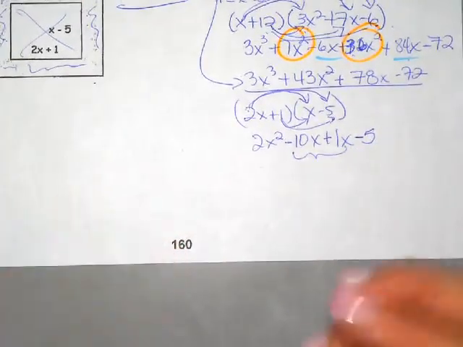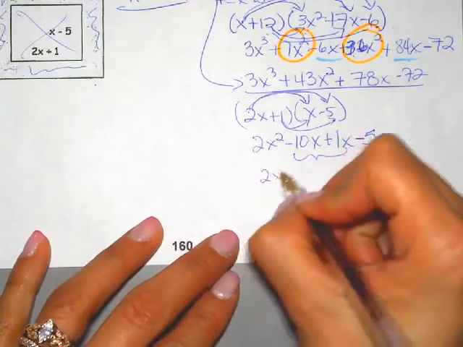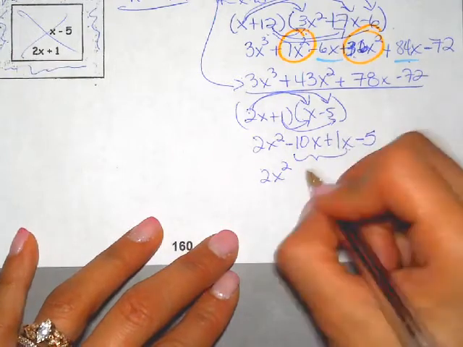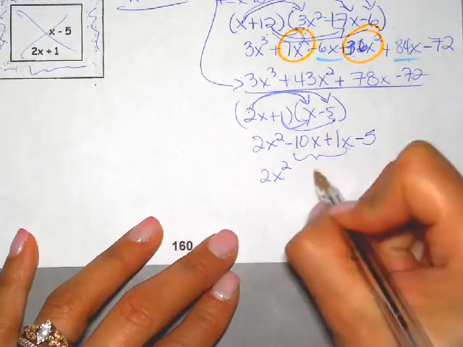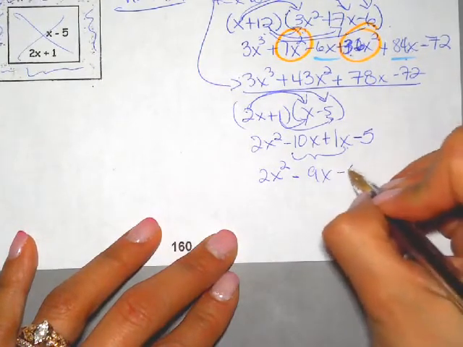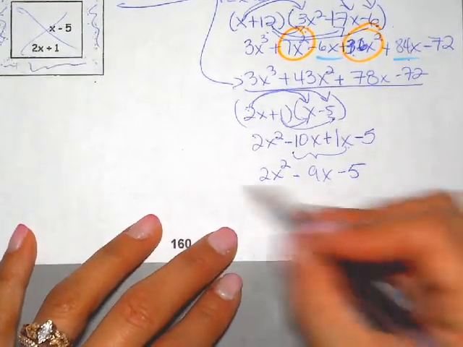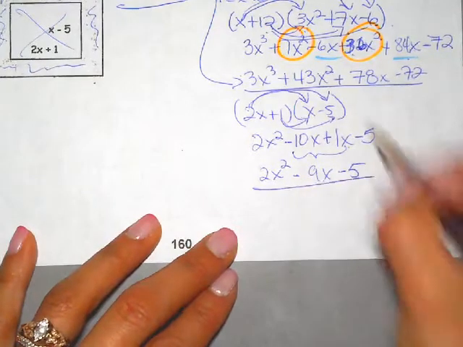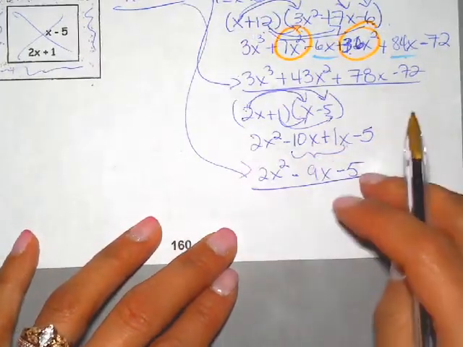Alright, middle terms combine. 2x squared, negative 10 and 1: same signs add, different signs subtract. Keep the sign of the larger one, so 10 is larger, so it's negative. Bring down the negative 5, and that's it. Nothing else can combine, so this is the area of the small rectangle.